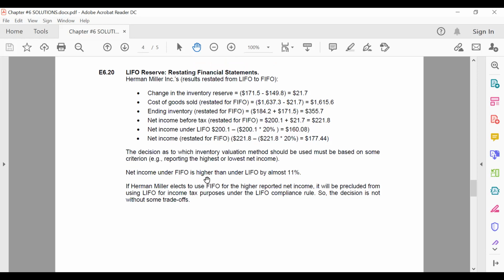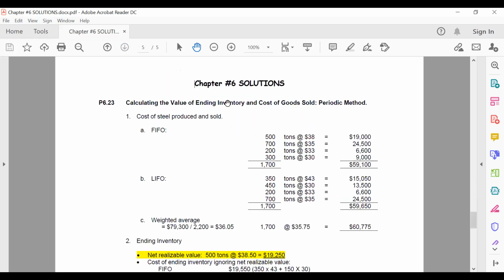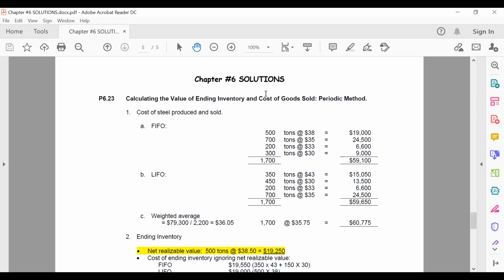So net income under FIFO is higher than under LIFO, in this case by about 11%. And if Herman elects to use FIFO for higher net income, it's precluded from using LIFO for tax purposes. And so there are always trade-offs involved in selecting an inventory method. And then the last one here, 623.